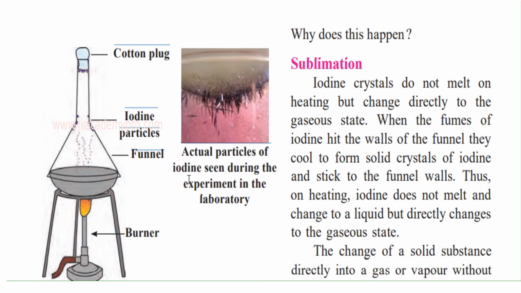Now what did you observe? We see that the iodine starts melting, and the fumes, the smoke-like thing, starts coming up. Then it condenses and we find that there are crystals over here. If you look at this picture, this is the actual picture of the experiment. So these are actual particles of iodine seen during the experiment in the laboratory. So why did this happen?